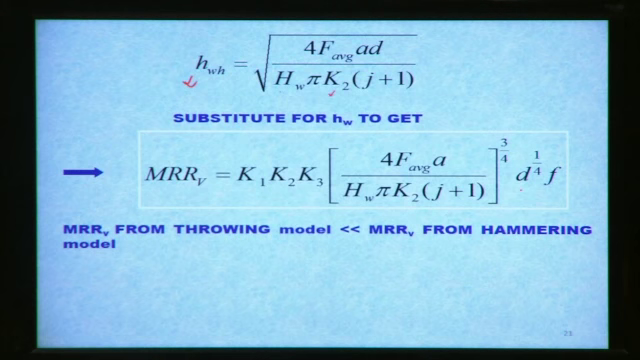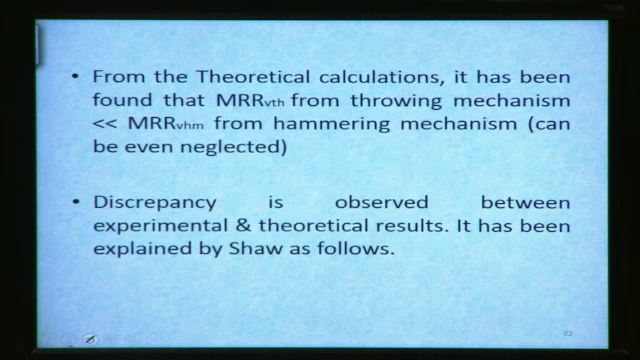Here this material removal rate is proportional to D to the power 1/4, or D to the power 0.25. So that modification we shall discuss in the next slide. From the theoretical calculation, it has been found that the MRR from the throwing mechanism is very less than the hammering mechanism. So we can neglect the material removal rate from the throwing model.